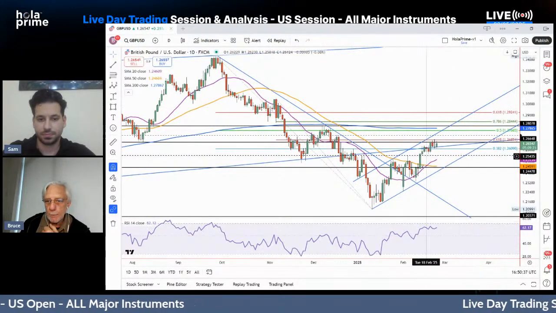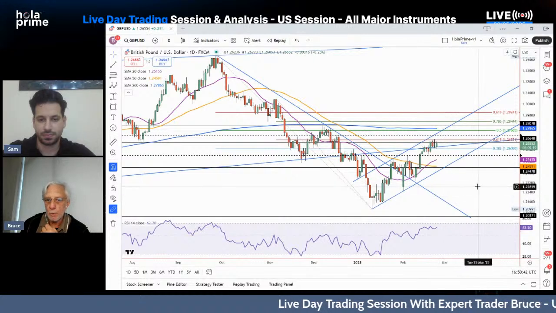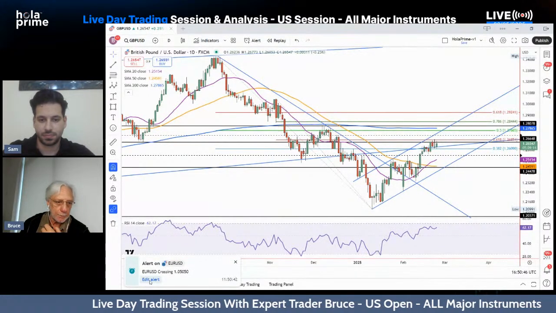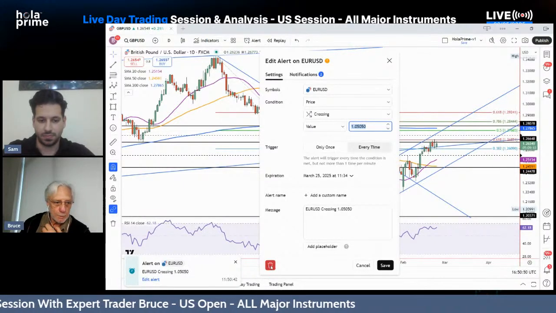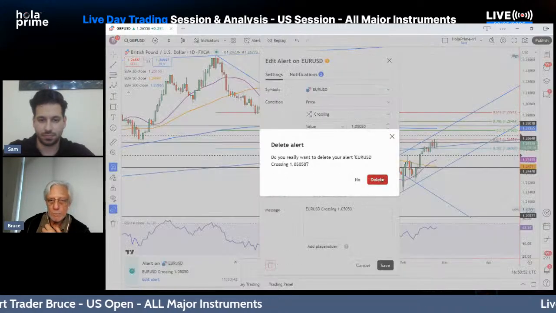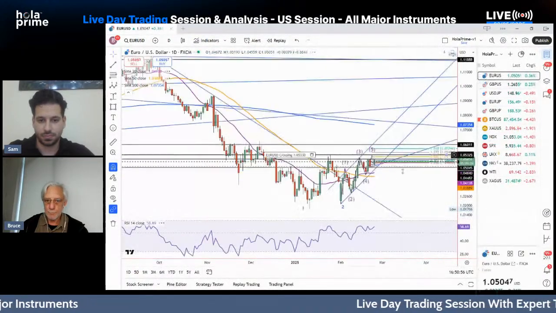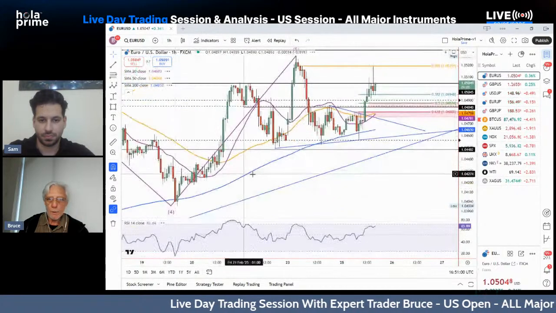Okay. Now we have the bullish crossover here. We have the break of the trend line, similar to what we saw in the euro dollar. So this behavior right here has some similarities to it, right? I have my alerts going off now on the euro dollar, 1.0505. Let me just go back there for a second and take a look at that.